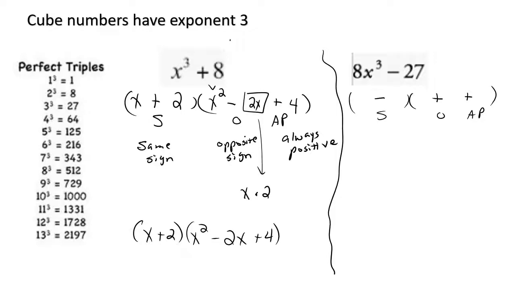Now this time we have an 8 in the front with an x cubed, so that means 2x times 2x times 2x. The first 2x goes in the first parentheses. The other two 2x's get multiplied together to give us 4x squared. That will go in the second longer parentheses.